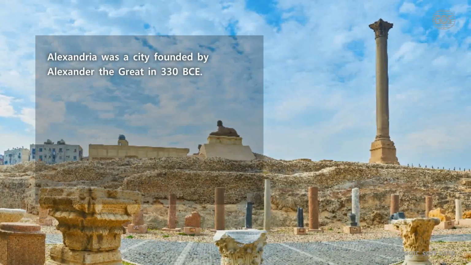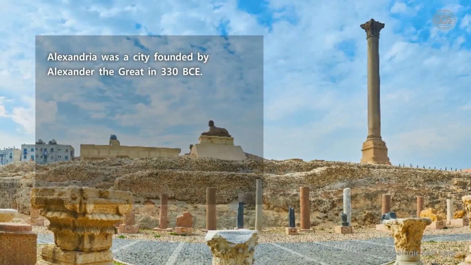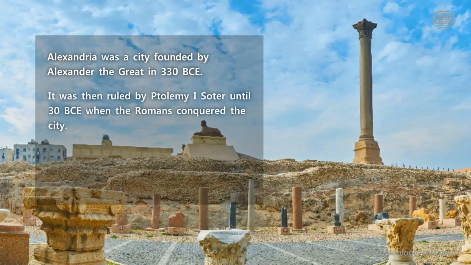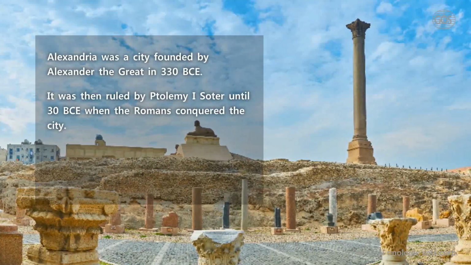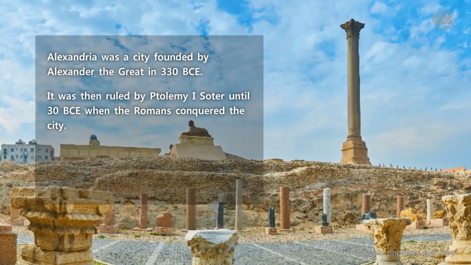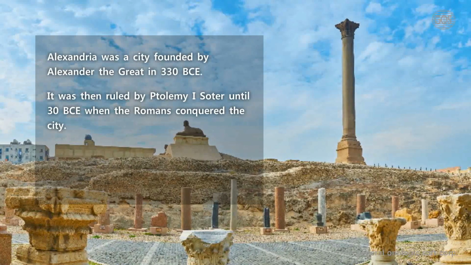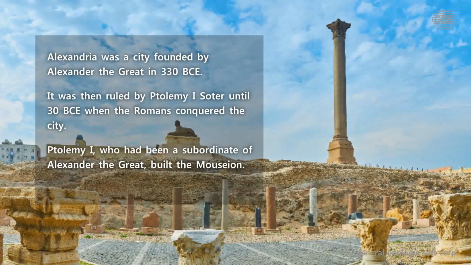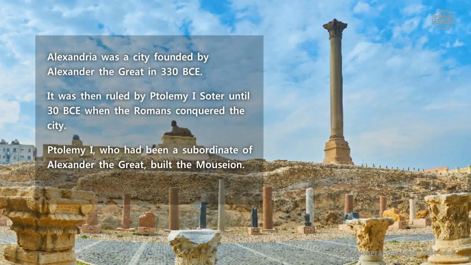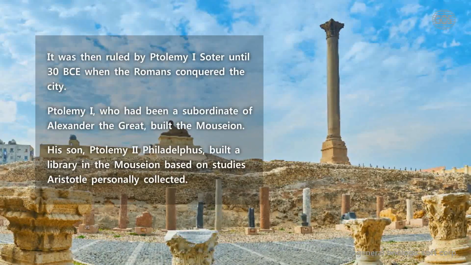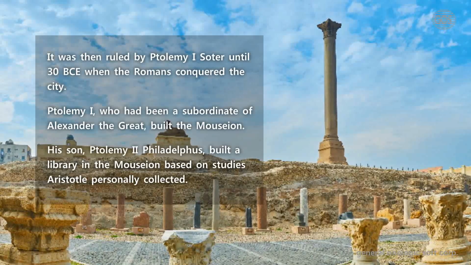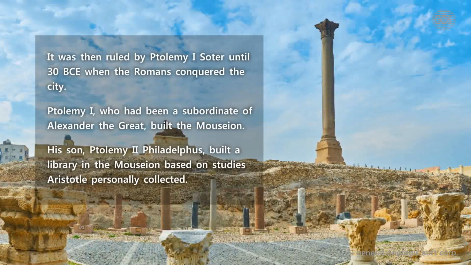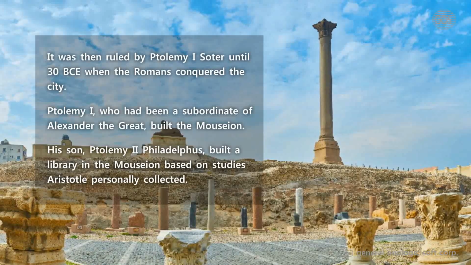Alexandria was a city founded by Alexander the Great in 330 BCE. It was then ruled by Ptolemy I Soter until 30 BCE, when the Romans conquered the city. Ptolemy I, who had been a subordinate of Alexander the Great, built the Mausoleum. His son, Ptolemy II Philadelphus, built a library in the Mausoleum based on studies Aristotle personally collected.